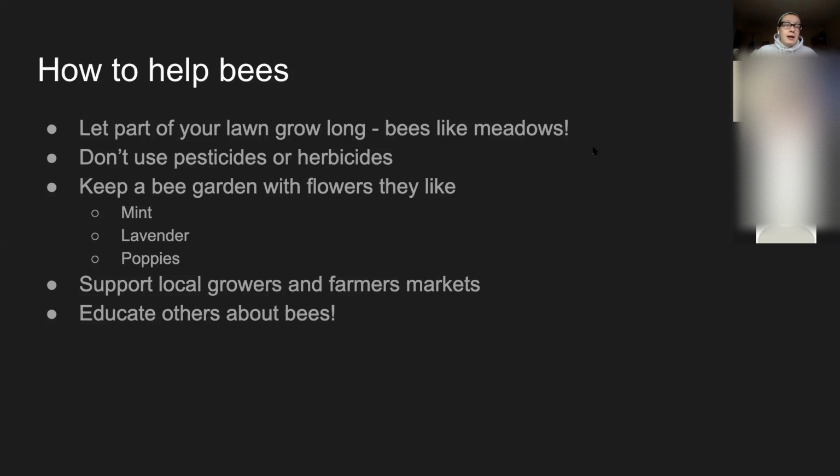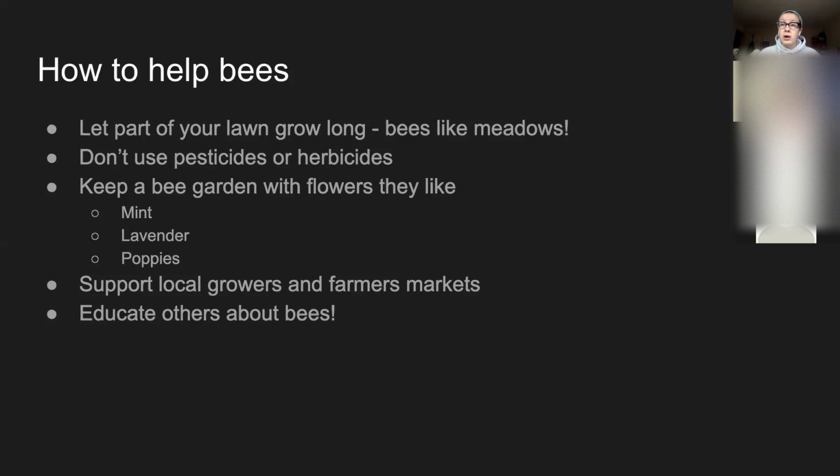You can also ask your parents if they don't mind to maybe let a little portion of their lawn grow long. If you have longer plants, almost like a meadow or natural plants, the bees really, really like those, and they're a good environment for bees. You can also keep a bee garden, specifically with flowers that they like. Bees really like mint, they really like lavender, they love poppies, and there's a bunch of other things that they like as well. And you can plant things for other pollinators too. You might plant certain bushes for butterflies or certain flowers that hummingbirds like.